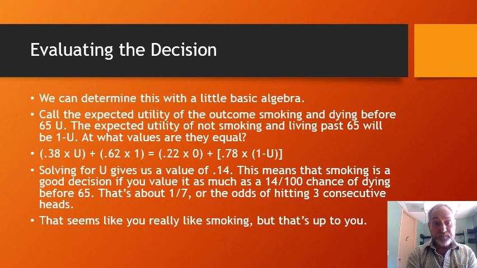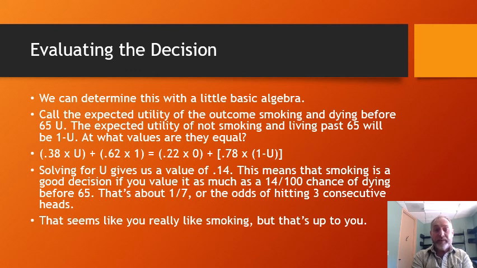So that is just this little algebra problem. 0.38 times some value U, we already know the probabilities, they don't change, plus 0.62 times 1, the value we assign to the best outcome. That doesn't change. And at what point is that equal to 0.22 times 0, where 0 is the value we assign to not smoking and dying anyway, that doesn't change, plus 0.78 times 1 minus U. So you solve for U, and that gives you a value of 0.14. That means smoking is a good decision if you value it as much as a 14 in 100 chance of dying before 65.